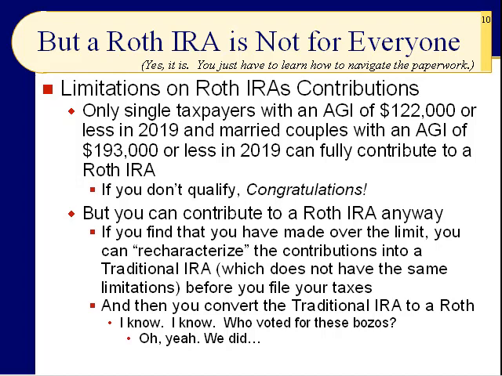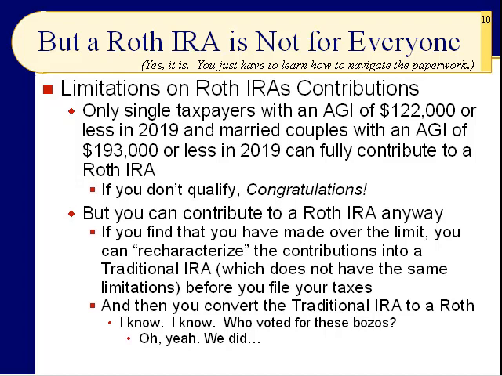Only single taxpayers with an adjusted gross income of $122,000 or less in 2019, and the amounts go up with inflation, and married couples with an adjusted gross income of $193,000 or less in 2019 can fully contribute to a Roth IRA. If you don't qualify, congratulations. I don't feel too badly for you. However, you can still contribute to the Roth IRA anyway.